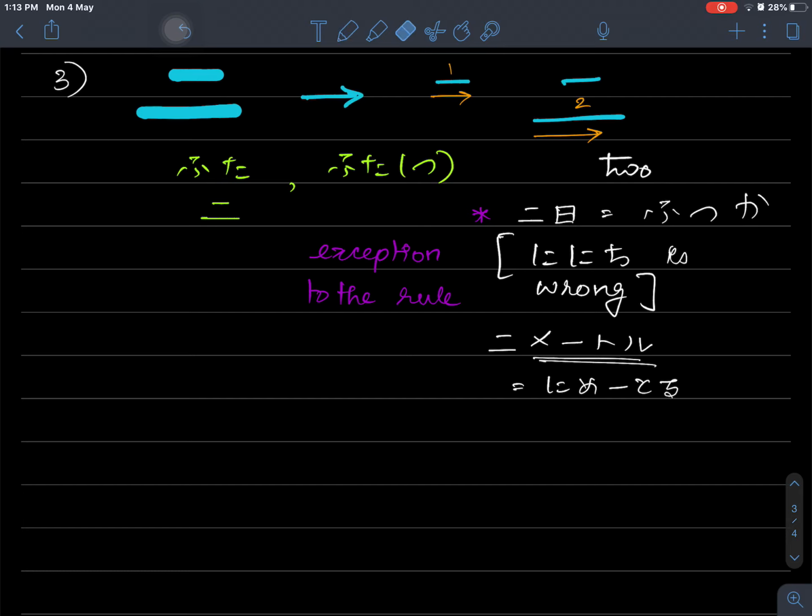Once it is written in katakana, that's it. You do not rewrite it in hiragana ever. But just for the sake of information, this is ni metoru, which metoru, for those who are familiar with how katakana is used to write foreign words, stands for meter in English. So ni metoru is 2 meters. That's what that means.